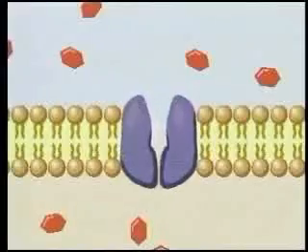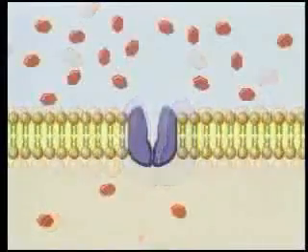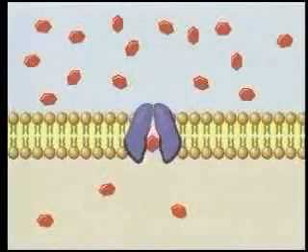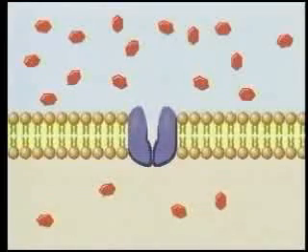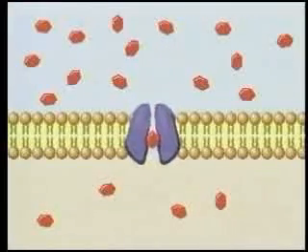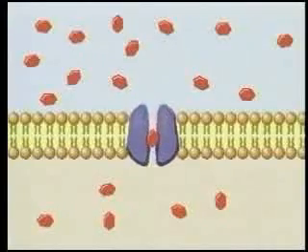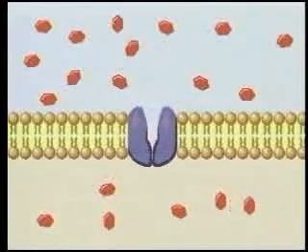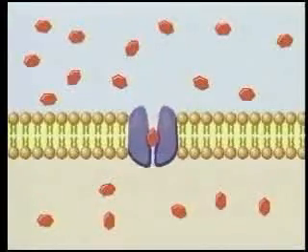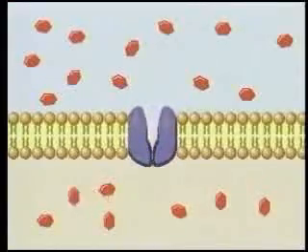In this way, glucose is moved down its concentration gradient from the area of higher concentration to the area of lower concentration. Like diffusion, this process, called facilitated transport, requires no energy. It is, therefore, another example of passive transport.